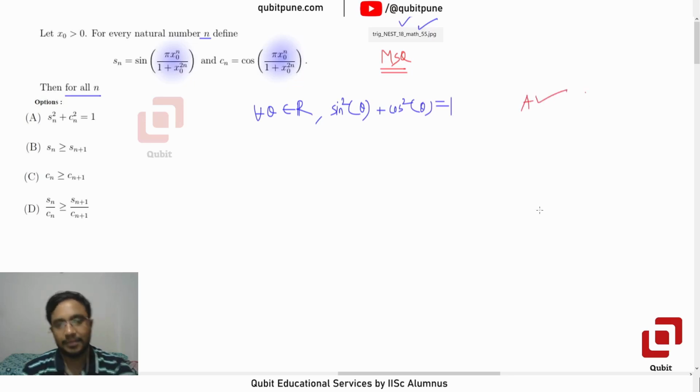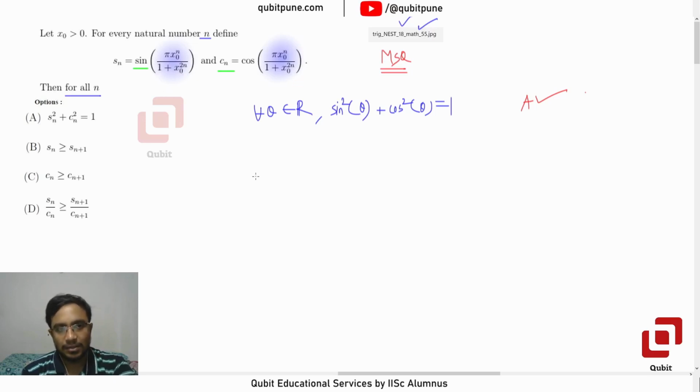Now if you look at options B, C and D, they are pretty much similar in a way that they basically are asking us whether the sine function is decreasing in this case, the cos function is decreasing, and the tan function in option D. So before we go deeper into these options, I would like you to take note of the following fact.